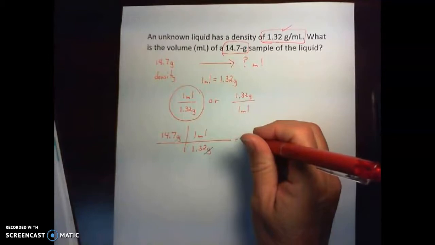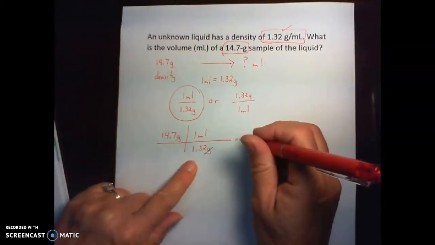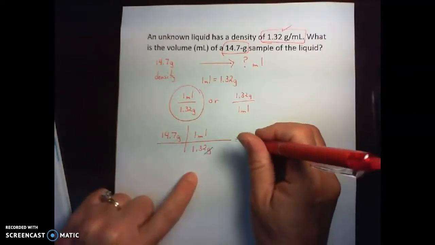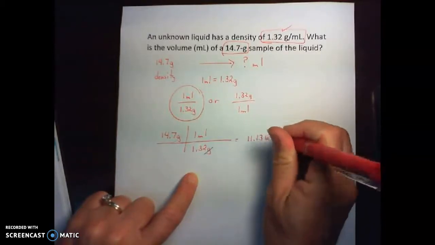So if we put this in our calculator, we'll put in 14.7 grams, and then we'll divide by 1.32 grams. The calculator will spit out an answer that looks like this. And it goes on.